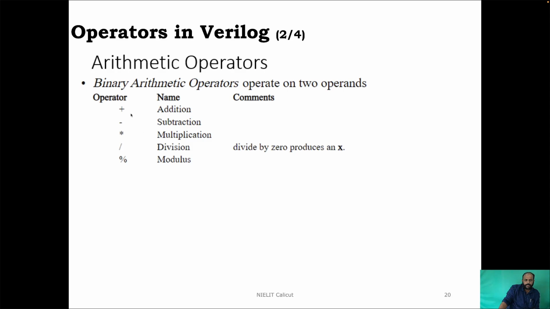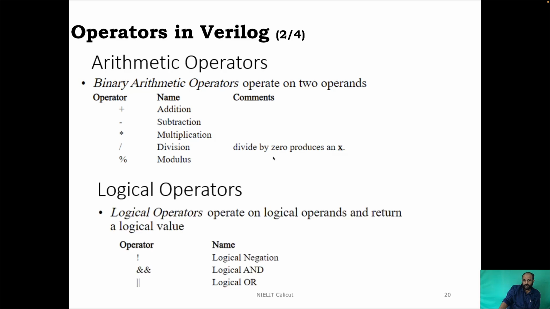Now arithmetic operators, as I told, are addition, subtraction, multiplication, division, and here comes the modular division. I hope you know the difference between normal division and modular division. The normal division operator will give you the quotient of a division, whereas modular division will give you the remainder. If you divide a number by 0 using normal division, it will produce an X or an unknown condition in Verilog.